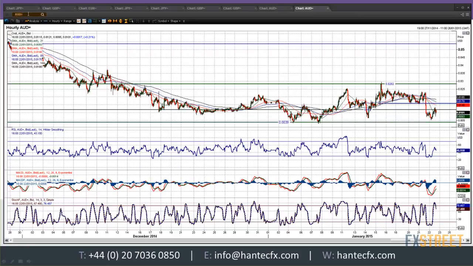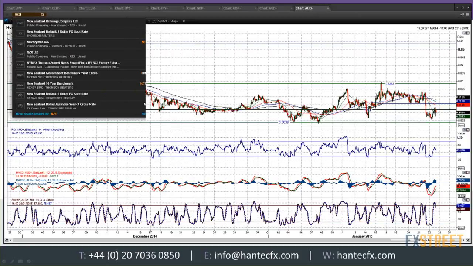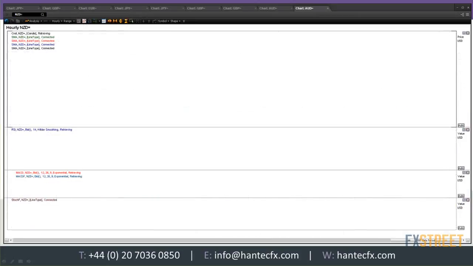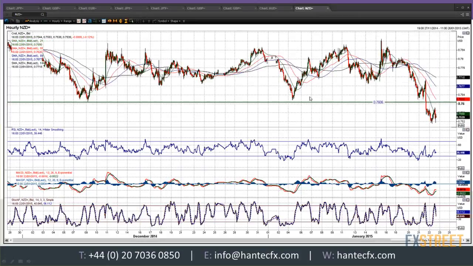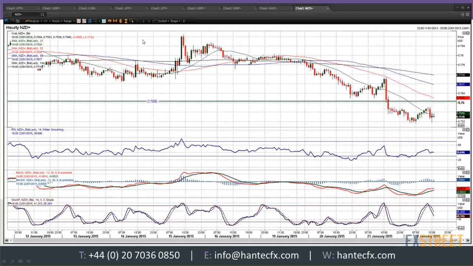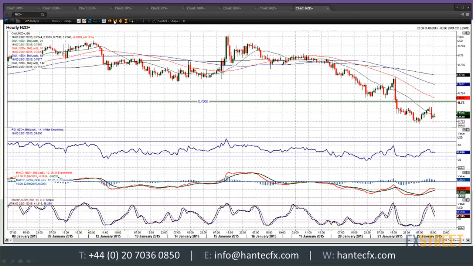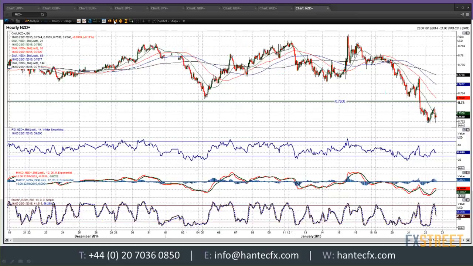Yeah, it's a bit of a messy near-term chart, I think, this one. Kiwi. Now, I did Kiwi today because we've had a massive breakdown in Kiwi in the last couple of days. Now the big move has come. This is again hourly.